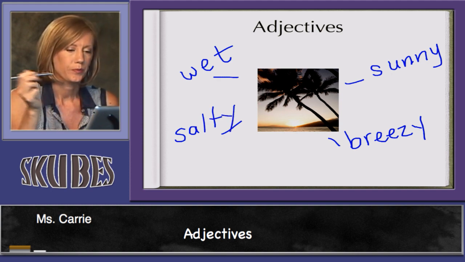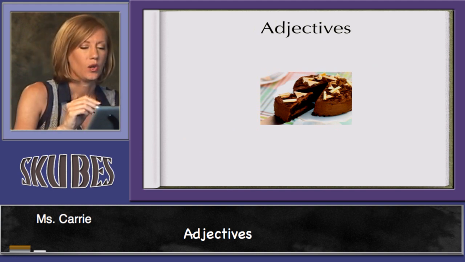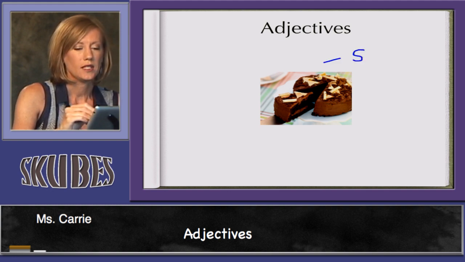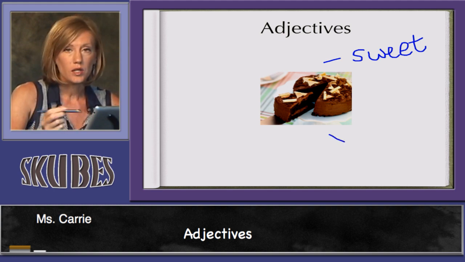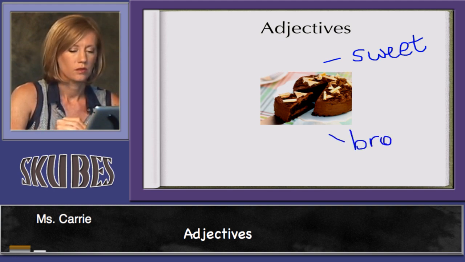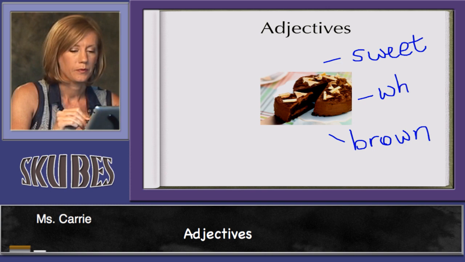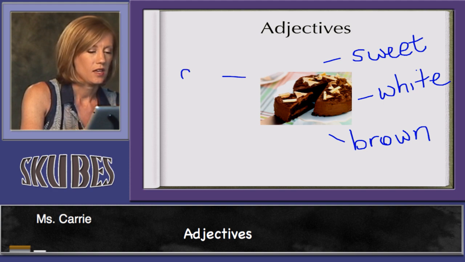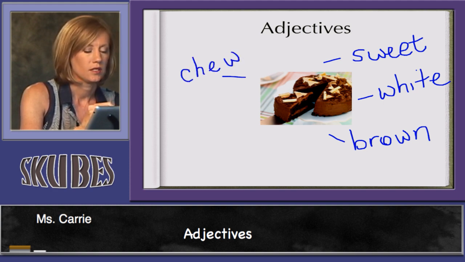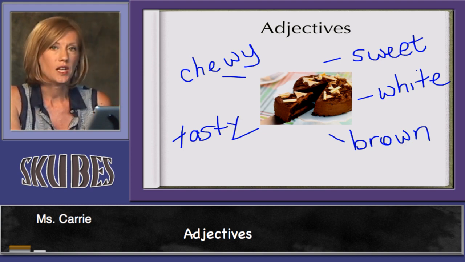Let's look at another picture. Here we have a cake. If we were going to describe the cake, we could say that it's sweet. That's how it tastes. The color is brown. It's also got a little bit of white on it. If we were to put it in our mouth, we might say that it's chewy. And it looks like it would be very tasty. These are all adjectives that describe the cake.